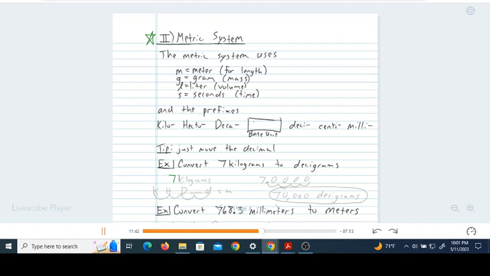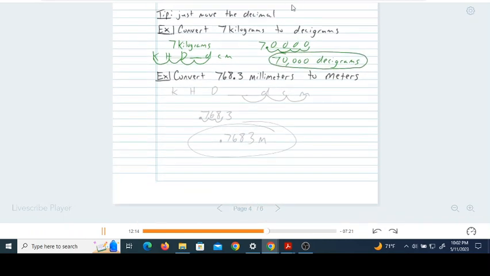So let's start with 7 kilograms. So if we look at our prefixes, kilo, hecto, deca, the base unit, deci, centi, milli, we're starting at kilo and ending at decigram. So that's 1, 2, 3, 4 to the right. So we move the decimal 1, 2, 3, 4 to the right. And there you have it. The answer is 70,000 decigrams. So you can see converting with the metric system is pretty quick. We need only move the decimal.